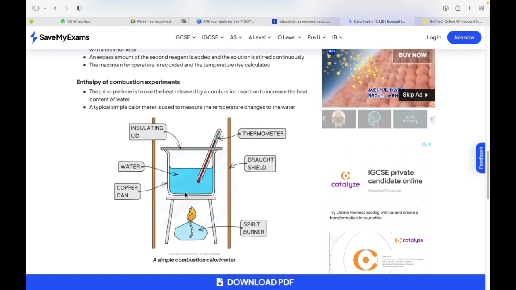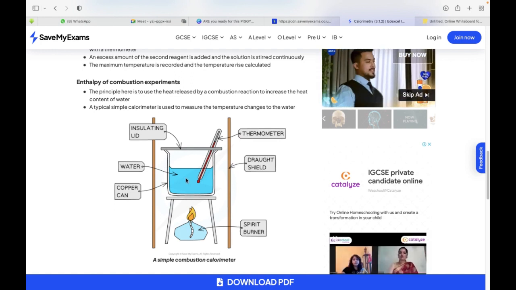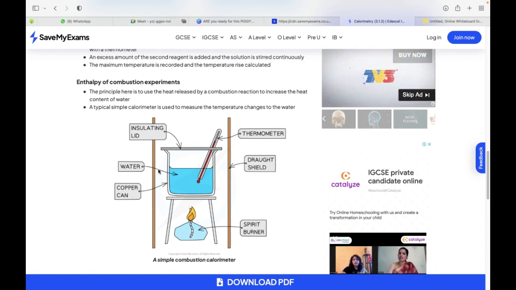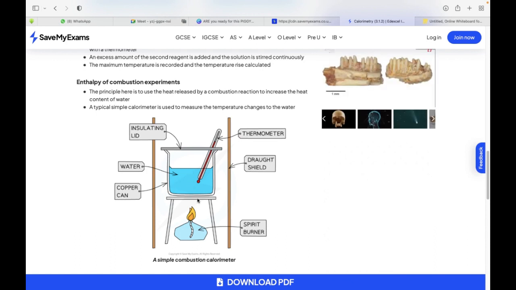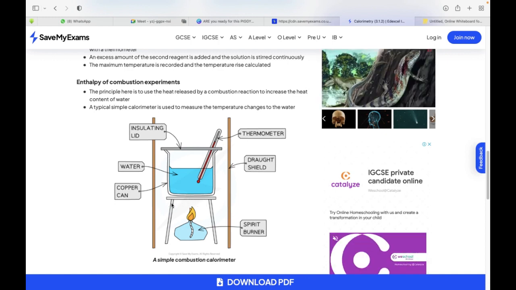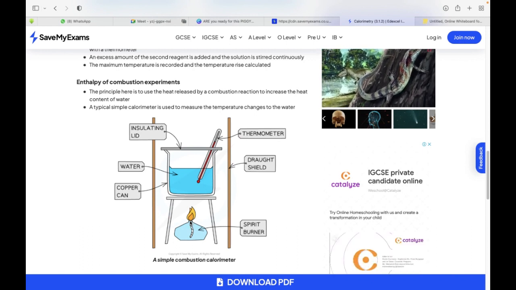You know, metal is a good conductor of heat. So the copper can acts as a conductor to enable the heat to get to the water, just like your cooking pot. Okay? You put the food in your cooking pot, you heat the pot, and the heat gets to the food. Similarly, this copper can gets heated through this tripod stand, and then the water gets the heat from this combustion reaction. Remember, combustion is simply burning.